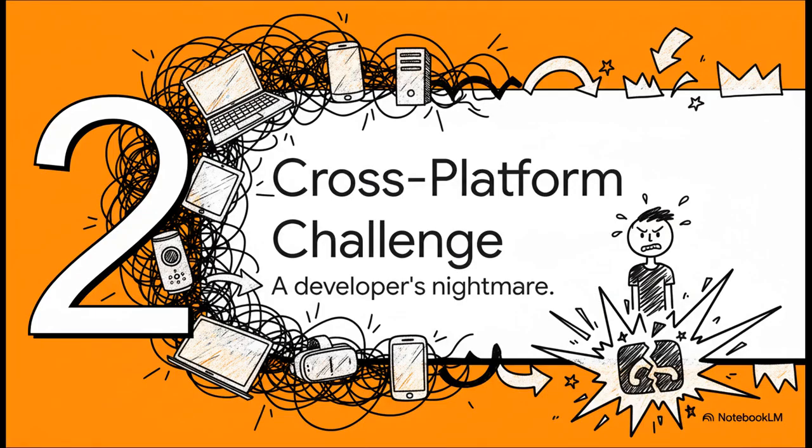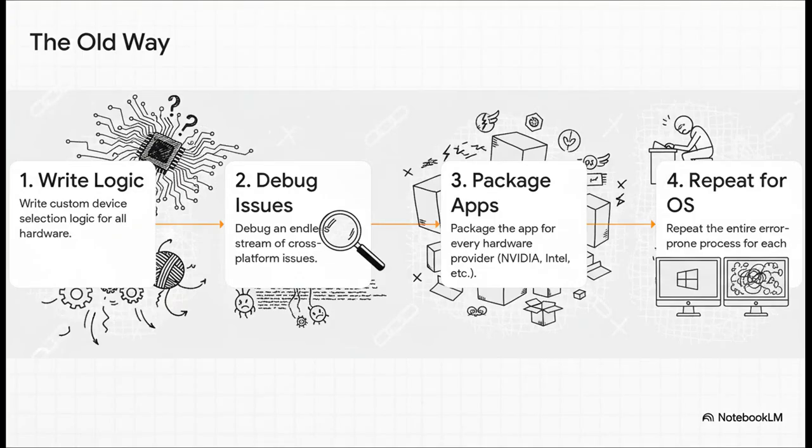Okay, that all sounds fantastic, but it brings us to the massive problem that Foundry Local was built to solve. For developers, trying to make an app work on all the different types of hardware out there has been, well, a complete nightmare. And this right here shows you just how painful it was. A developer would have to write custom code just to figure out what kind of chip you have. Then they'd have to chase down an endless stream of bugs. They'd have to package the app separately for NVIDIA, then for Intel, then for AMD, then for Qualcomm, and then they'd have to do the whole thing all over again for Windows and for Mac. It was a fragile, frustrating mess.